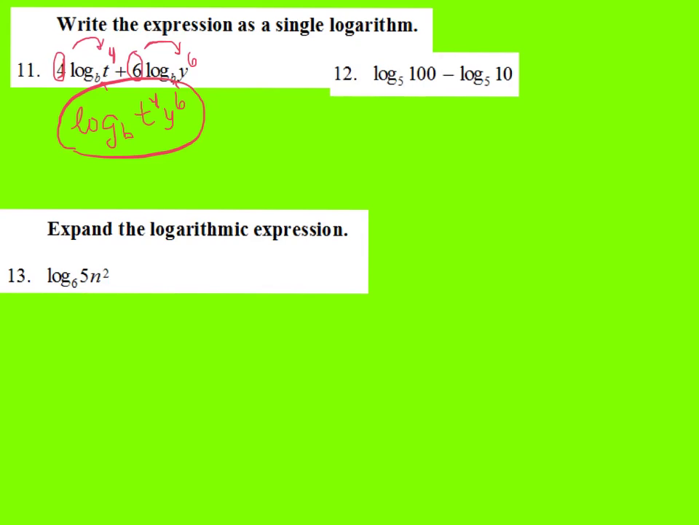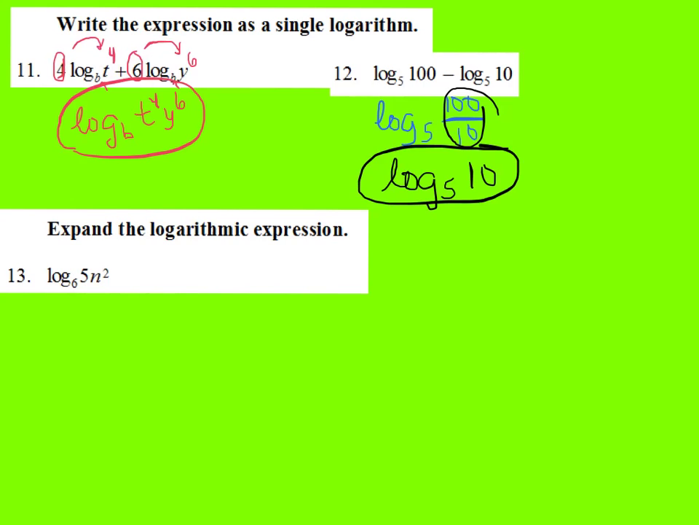My base is the same, my base is 5, and I see that I have subtraction, which means I'm going to be dividing these two things. So I write my single log base 5, but then I take 100 and divide it by 10. Now, I'm not done yet because we know what this is. 100 divided by 10 is 10, so I'm going to write it one more time. Log base 5, 10 is your answer.